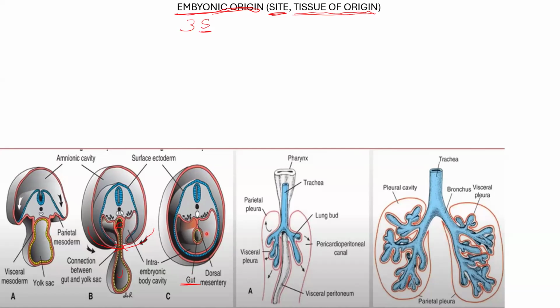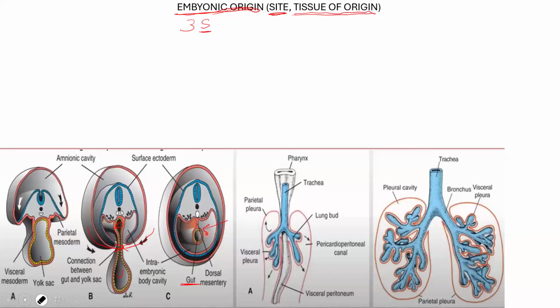But of importance to note is that the gut here is suspended in the cavity. So this is the gut. You can see that it is suspended within this cavity, which I'm naming the intraembryonic coelom. What is suspending it is the dorsal mesentery. Okay, let me erase that.